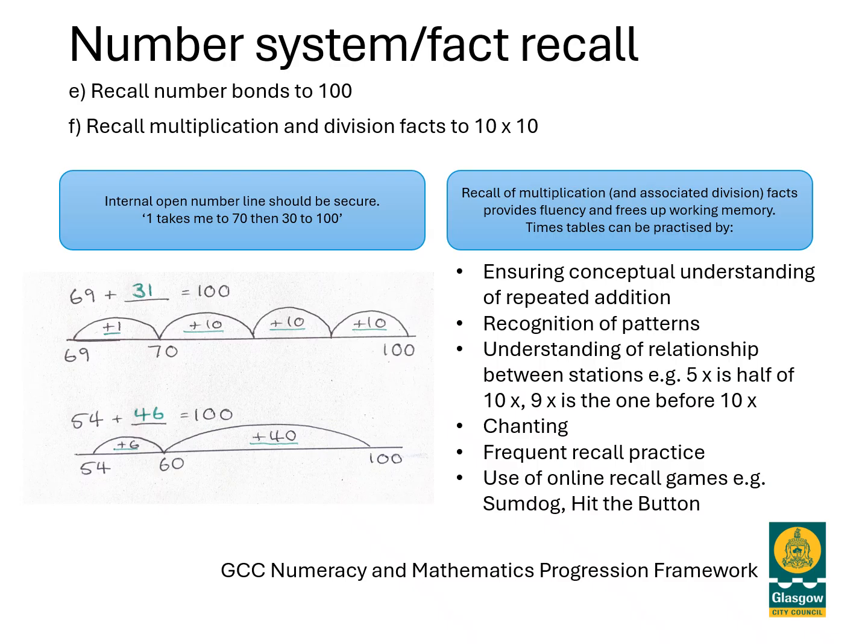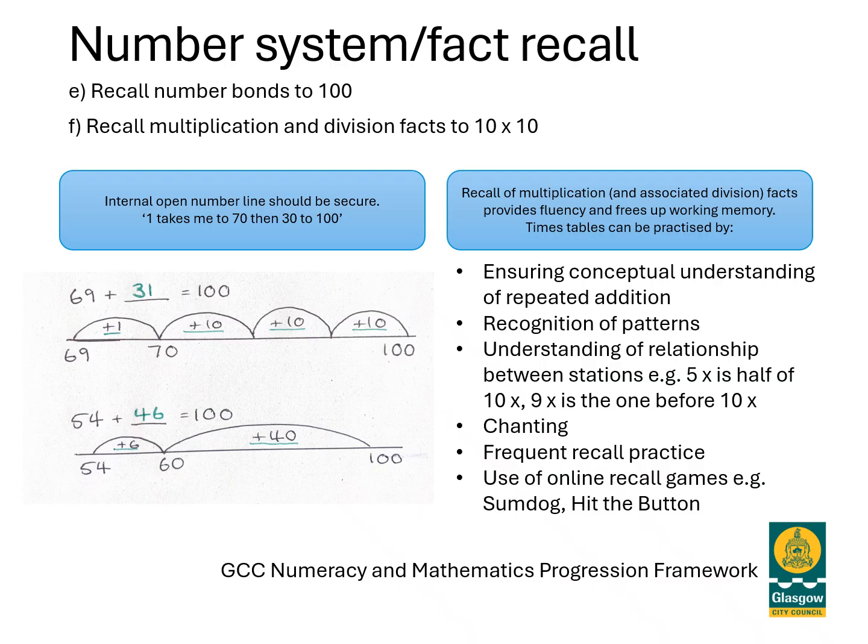In terms of multiplication and division facts, we are aiming for our primary 7s to be fluent with multiplication tables to 10 times 10. And this is really to free up that working memory so that as they move into secondary and are faced with more complex problems, they're not held up by having to count up the stations to find every multiplication that they require.